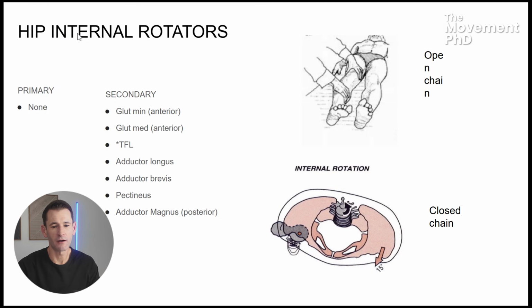Finally, let's talk about our hip internal rotators. And let's first review the motion of hip internal rotation. So in open chain, we fix the pelvis and we rotate that leg in that transverse plane towards midline.